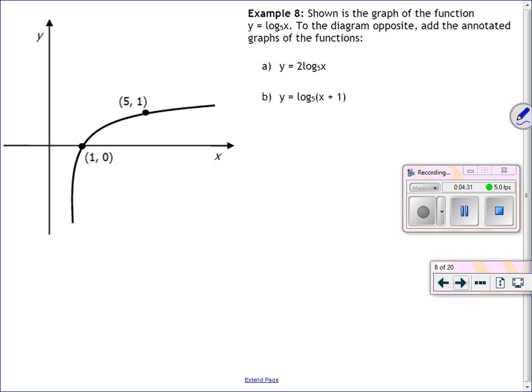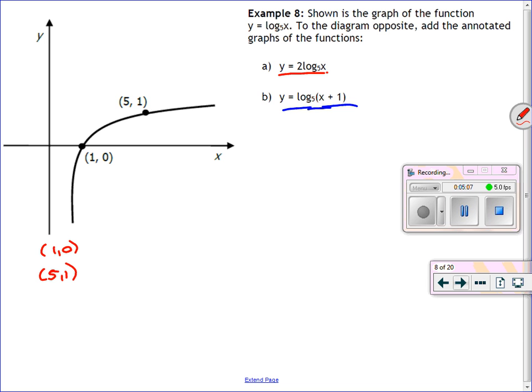The next one we're going to look at is logarithmic graphs. So shown is a graph of the function y equals log to the base 5 of x, and we're going to add to this graph the annotations of y equals 2 times log to the base 5 of x, and y is equal to log to the base 5 of x plus 1. So we'll do the first one in red here. So let's write down our coordinates. The coordinates are 1, 0 and 5, 1.